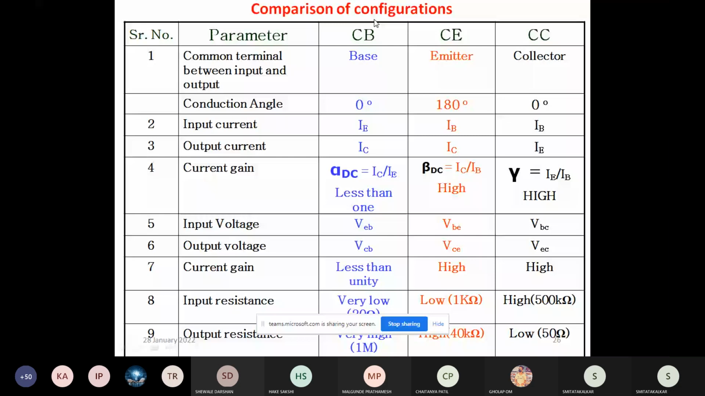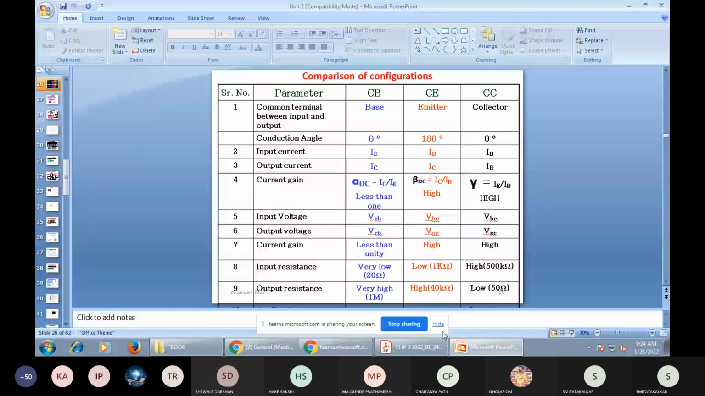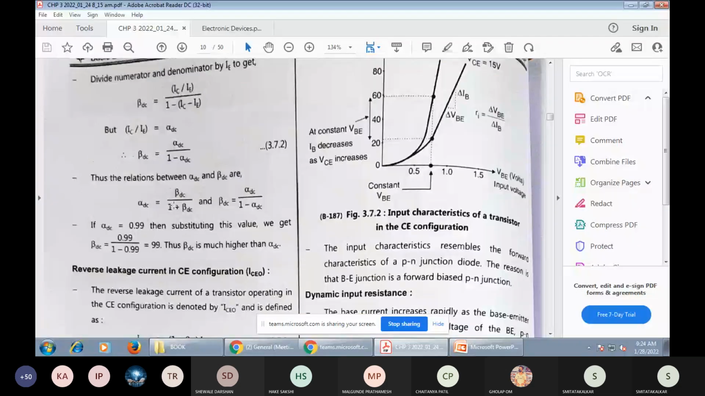Here in CE there is high current gain, because beta DC is equal to 99. Here alpha DC is equal to beta DC divided by 1 plus beta DC. Then what is alpha DC? Alpha DC is less than unity. This is known as 0.99, and this value you can substitute in beta DC. Beta DC is 0.99 divided by 1 minus 0.99, that is 99. That is the value of beta DC, and it is a higher gain.